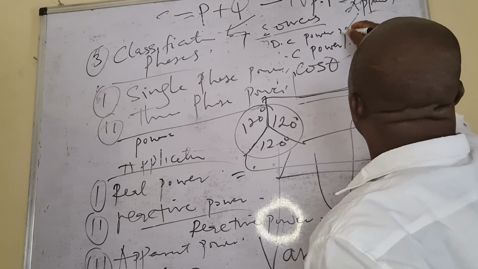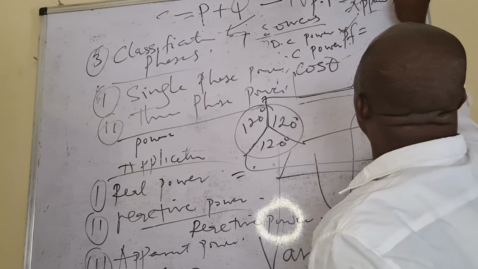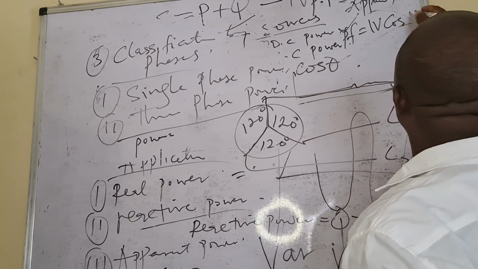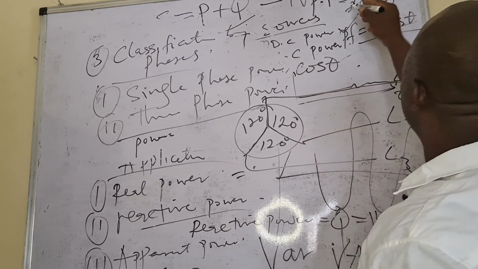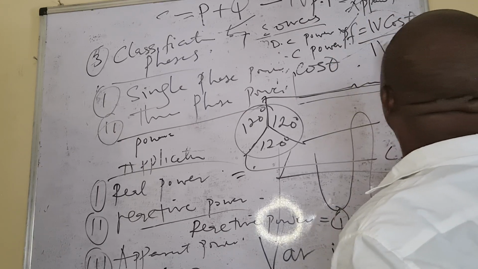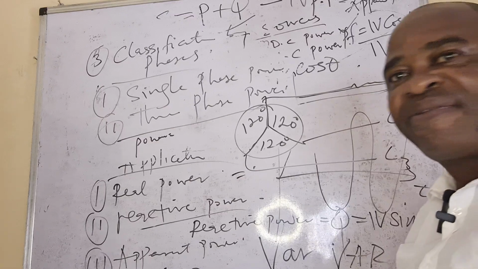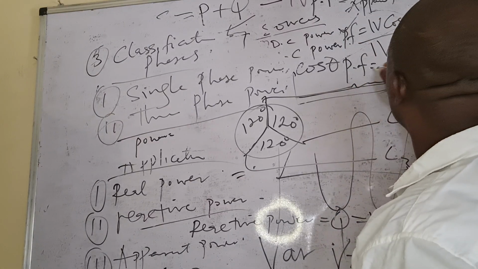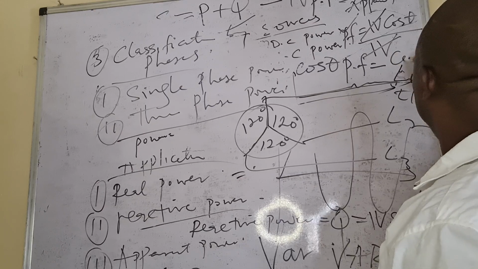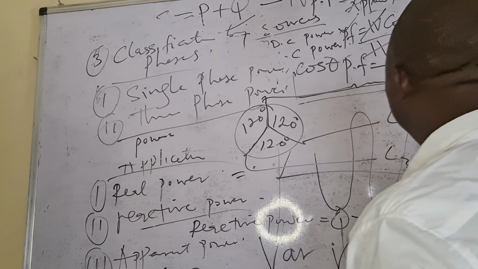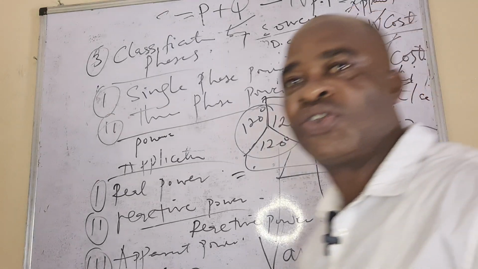And of course, you see that for PF, we have active power as IV cos theta divided by our apparent power, which by mathematical definition is IV. Now, to derive our power factor, this will cancel this to give you cos theta. So this is our power factor, giving us cos theta.